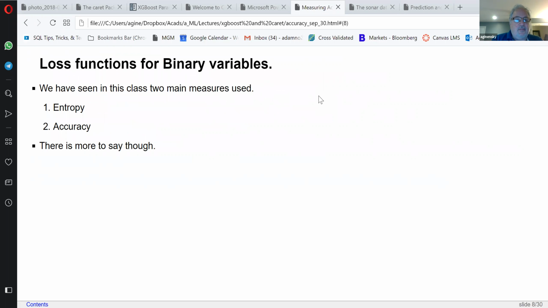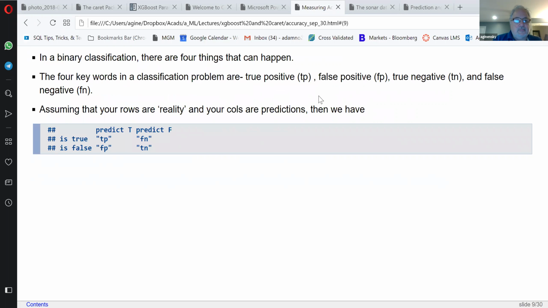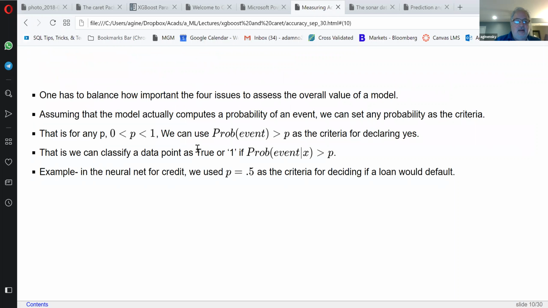Okay, so for binaries, for categorical outcomes, we've used accuracy and entropy, but we can say a lot more. And we're going to see this a lot tonight, so let me just remind you. Something is true and you predict it's true, that's a true positive. Something is true and you predict false, that's falsely predicting negative, or a false negative. Vice versa, you can predict true and it's actually false, that's a false positive. And a true negative is it is false and you predict false. So we have those 4 things, and this is what we call the confusion matrix.